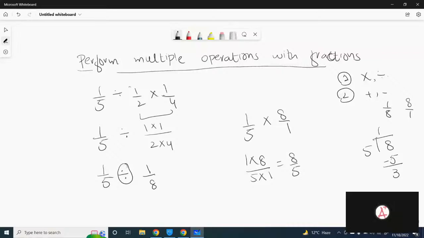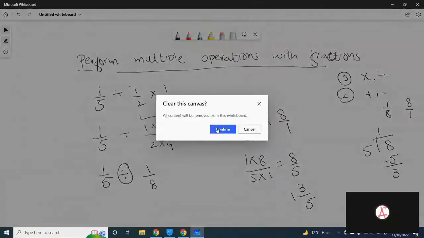Then you have to divide 8 by 5. 5 times 1 is 5. 8 subtract 5 is 3. So the answer is 1 whole 3 over 5. Got it? It would be 1 whole 3 over 5. Okay, good. Now let's just do another practice question.